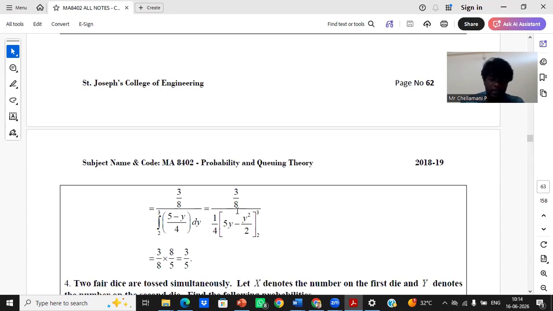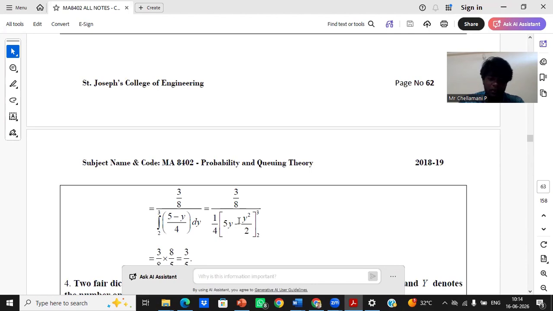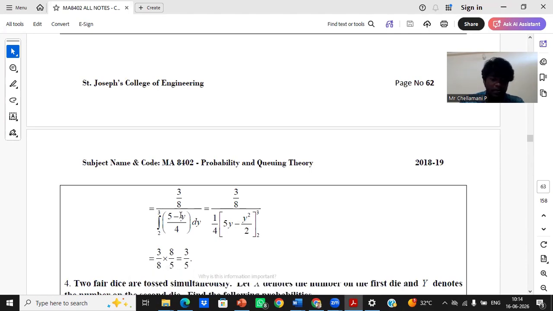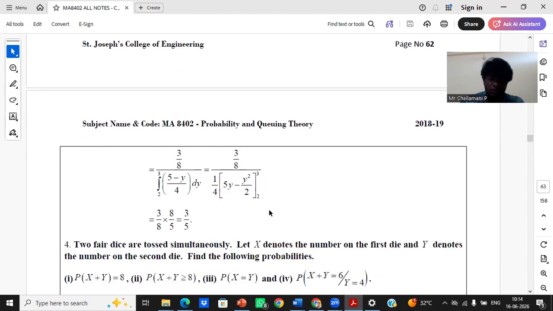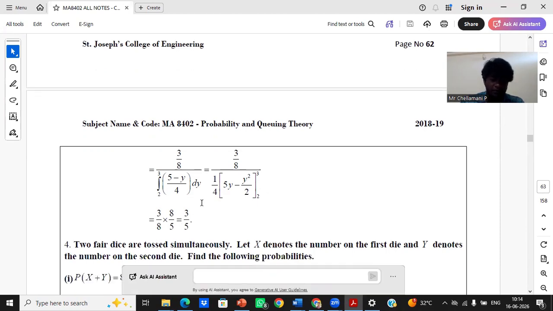Then 3 by 8 divided by 1 by 4 of 5y minus y square by 2. If integrating with respect to y, the value is 5y minus y square by 2, and our limit value is 2 to 3. Substituting upper limit, lower limit, we will get the value of 3 by 5.